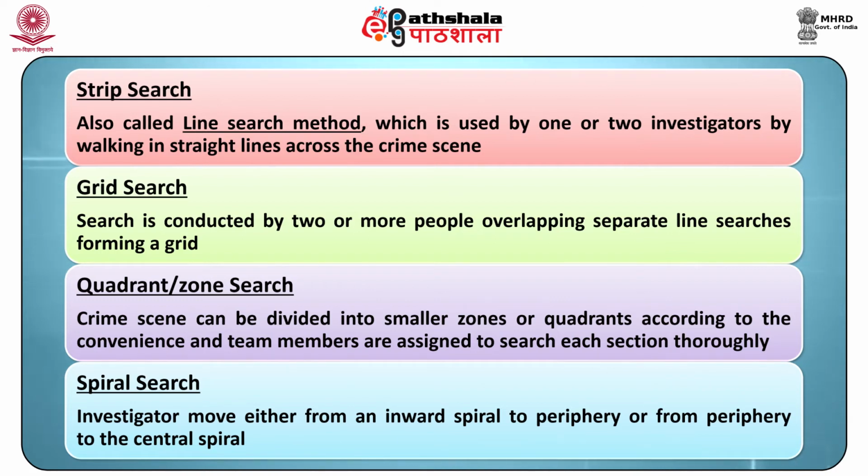Next is the quadrant or zone search, another search method in which the crime scene can be divided into smaller zones or quadrants according to convenience, and team members are assigned to search each section thoroughly. And last we have the spiral search. In this method, the investigator moves either in an inward spiral from the periphery or from the center outward to the periphery.